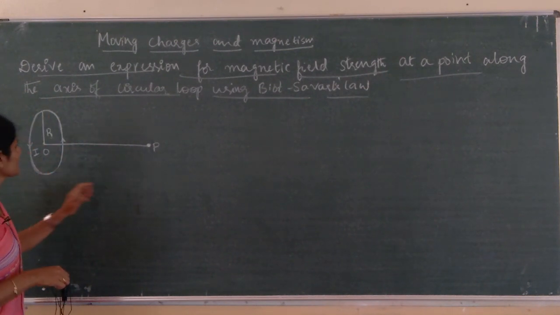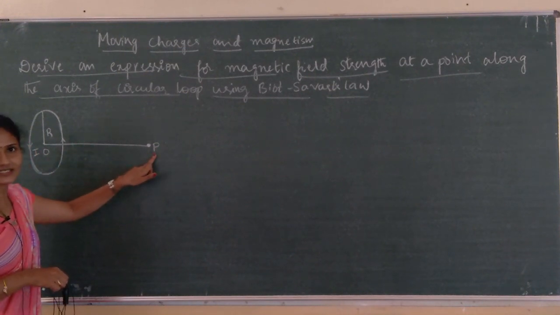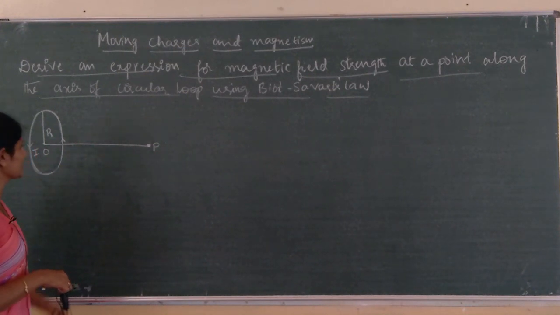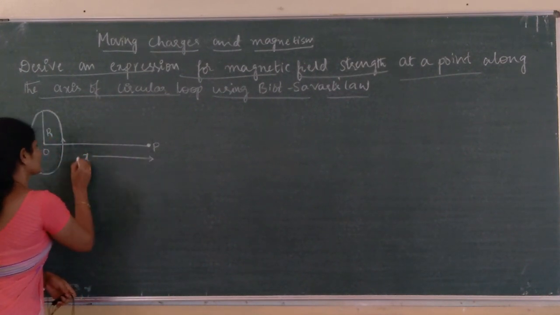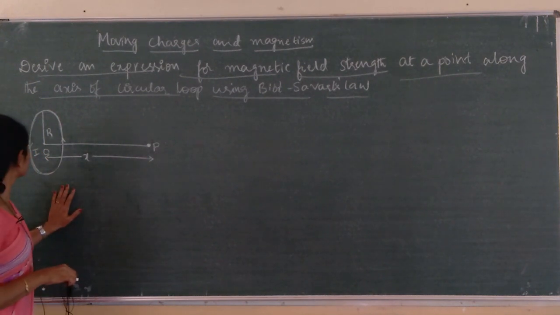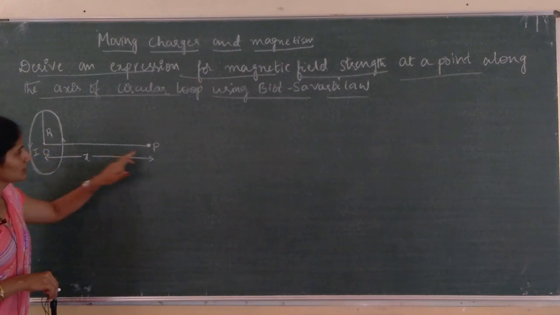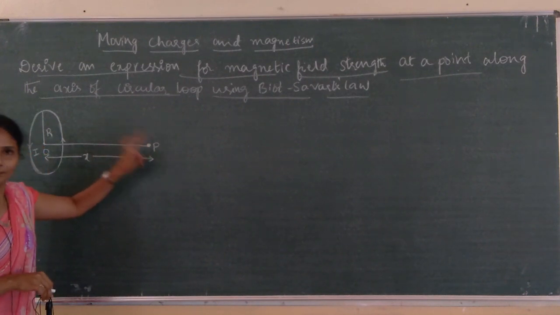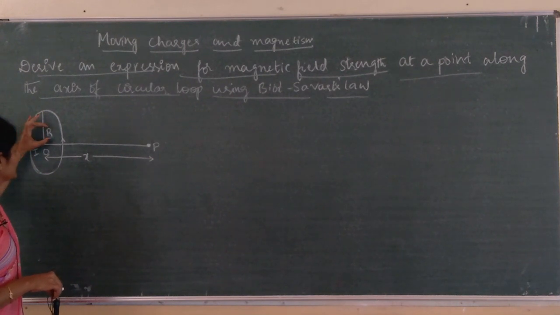This point P is along the axis and it is at a distance x from the center. So x is the distance from the center of the coil to the point P. And this is the radius of the coil, denoted as R.